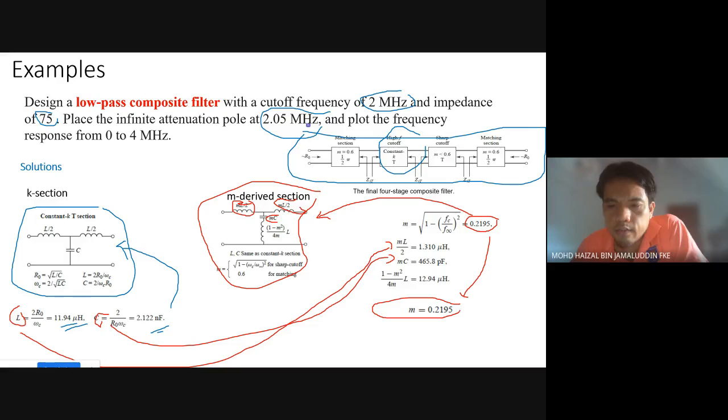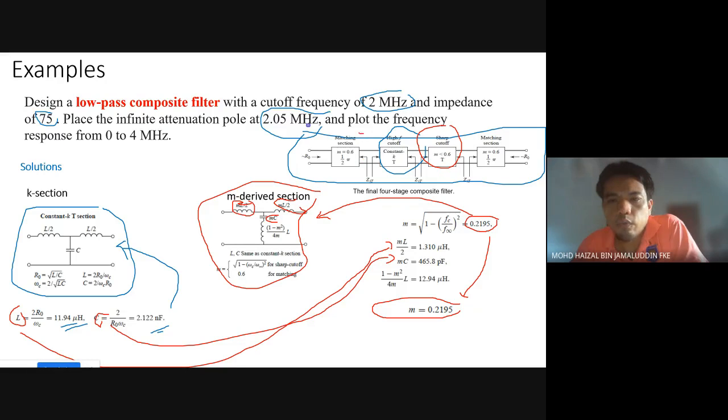You can see that this value of m is less than 0.6, in order to get, I think, among the best form of low pass filter. So now we have solved for two stages, which are the constant K and m-derived.